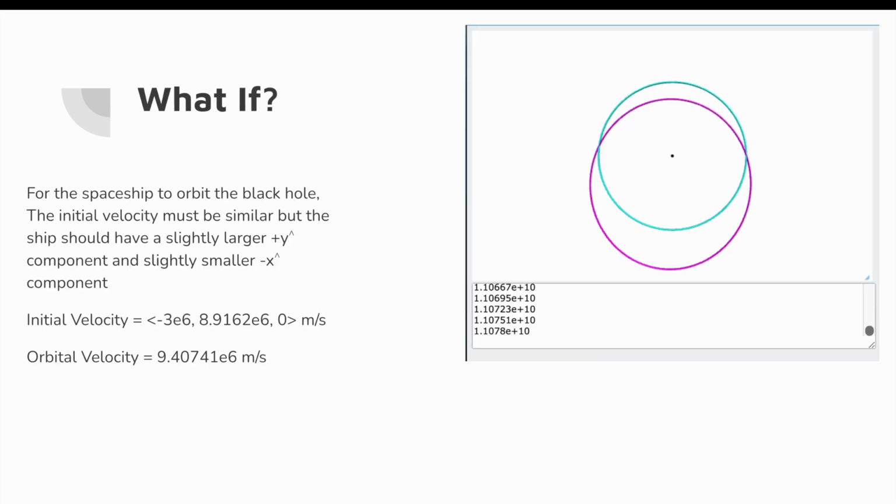Here's our what if. If the spaceship were to, instead of just trying to get close, orbit the black hole, we would need the initial velocity to be similar to the planet's, but with a slightly smaller x component and slightly larger y component in order for it to escape the planet first. So we found that the initial velocity necessary was -3 times 10 to the 6th meters per second in the x direction, and 8.91 times 10 to the 6th meters per second in the y direction, which was just a little bit bigger than the initial velocity of the planet in the y direction, and our orbital velocity was 9.41 times 10 to the 6 meters per second.